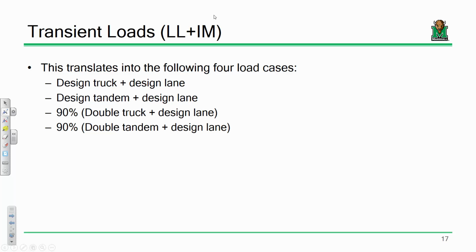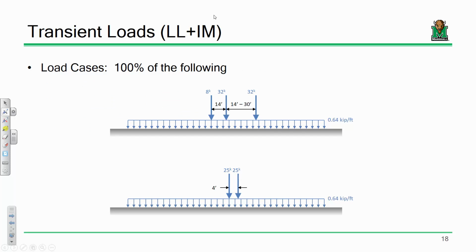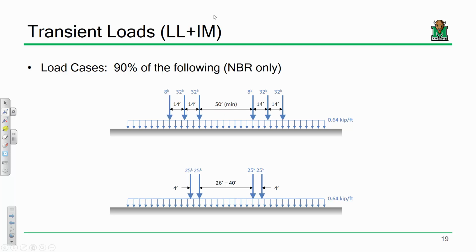So this translates into the following 4 load cases: the truck in the lane, the tandem in the lane, the double truck in the lane, or the double tandem. And these 2 are just for negative bending regions only. We take 90% because the code stipulates you need to do the investigation, but you don't have to take all of it. You only take 90%. So load cases: 100% of truck in the lane, 100% of tandem in the lane, or 90% of double truck or double tandem. And this is only for negative bending regions. If you just have a simply supported bridge, you can ignore slide 19 altogether. Make sense?